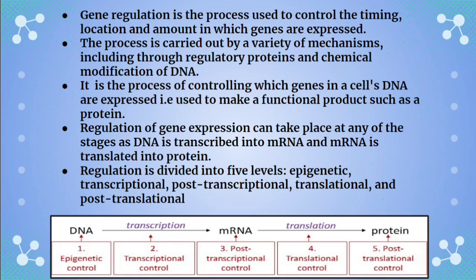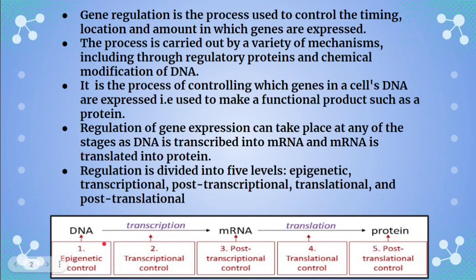So gene regulation is the process of controlling which genes in a cell's DNA are expressed, that is used to make a functional product such as protein. So regulation of gene expression can take place at any level, such as DNA is transcribed into mRNA and mRNA is translated into protein. So these are basically 5 levels: epigenetic, transcriptional, post-transcriptional, translational and post-translational.